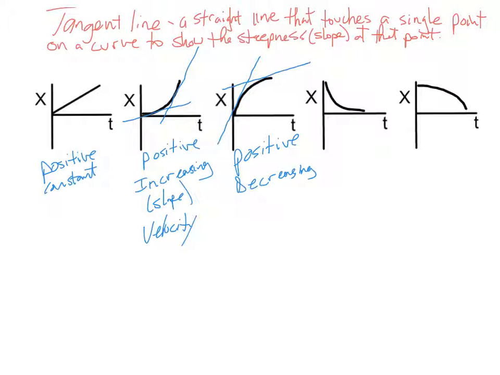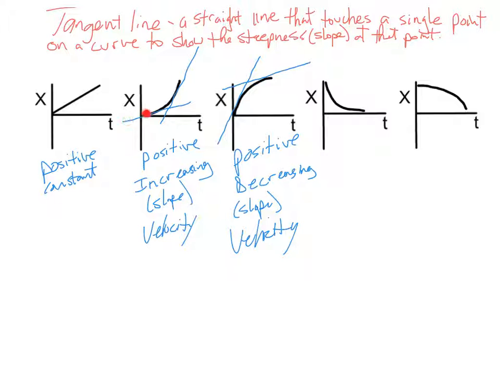So it is a decreasing slope. Now again, we're talking about slope, but really we're talking about, remember, velocity. So this graph is actually showing a positive but decreasing velocity because it was steep at the beginning and it's getting less steep as time goes on.